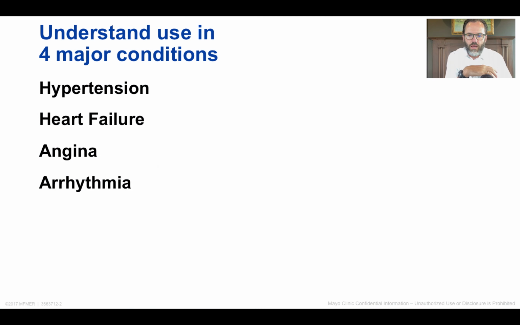And so to do that, we'll be starting to focus on four major conditions in which pharmacological interventions are often used therapeutically and have lent tremendous insight into adaptive and maladaptive mechanisms in each condition. And the four conditions that we'll be focusing on are hypertension, heart failure, angina, so chest pain, secondary to cardiac ischemia, and then finally arrhythmias.